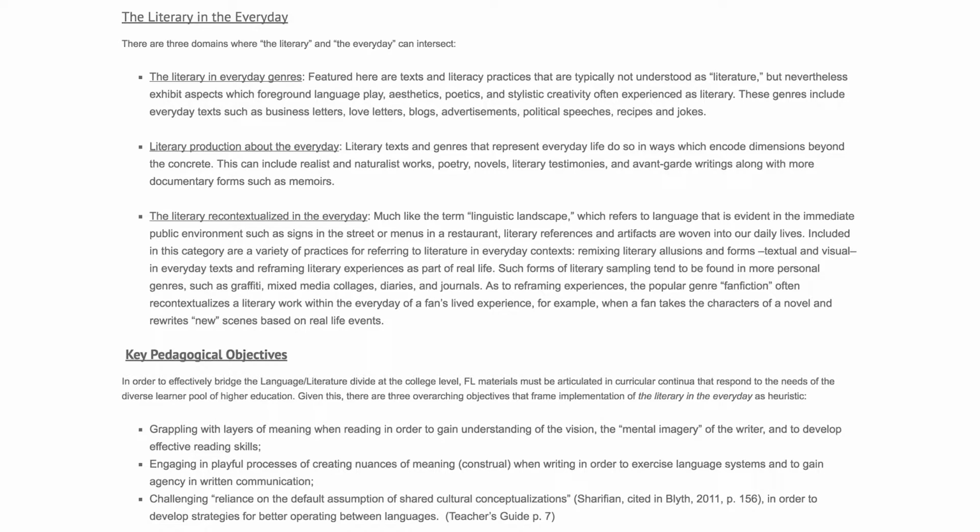So the first is the literary and everyday genres. This is where some of you in the groups had mentioned things like postcards or graffiti or advertising. I think music videos came up somewhere. There are these everyday types of texts, even other things like political speeches. You'll often find literary language that you can make use of in these genres that are not literature per se, not the kind of high literature. So this is one place to look for the literary in the everyday.